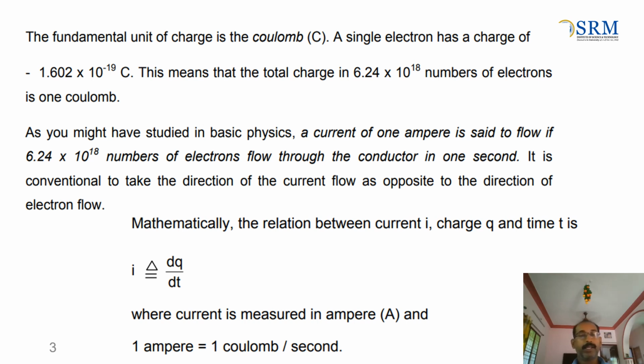In this slide, let us see the fundamental unit of charge, which is called the coulomb. A single electron has a charge of minus 1.602 x 10 to the power of minus 19 coulomb. This means that the total charge, that is 6.24 x 10 to the power of 18 electrons, is in 1 coulomb, because a single electron has 1.602 x 10 to the power of minus 19.